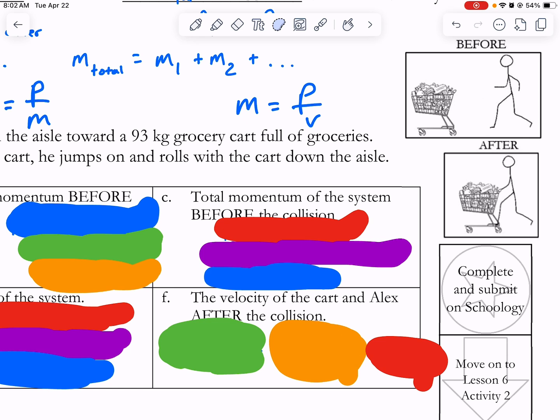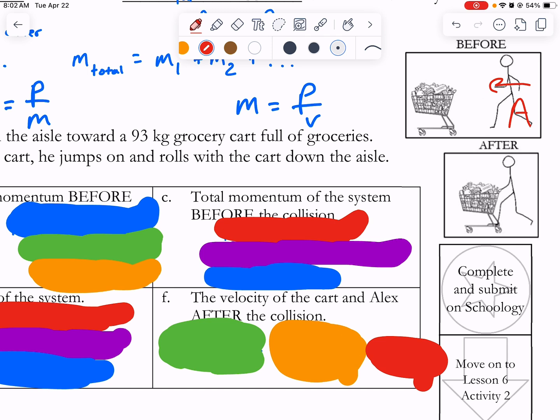So here's before. There's Alex. We'll label him. Whoops, not with that marker. Let's make that thinner. Okay, here's Alex, and there's the cart. He's going negative 4.5. Notice how he's going this way. That's negative. And he's got a mass of 62 kilograms.